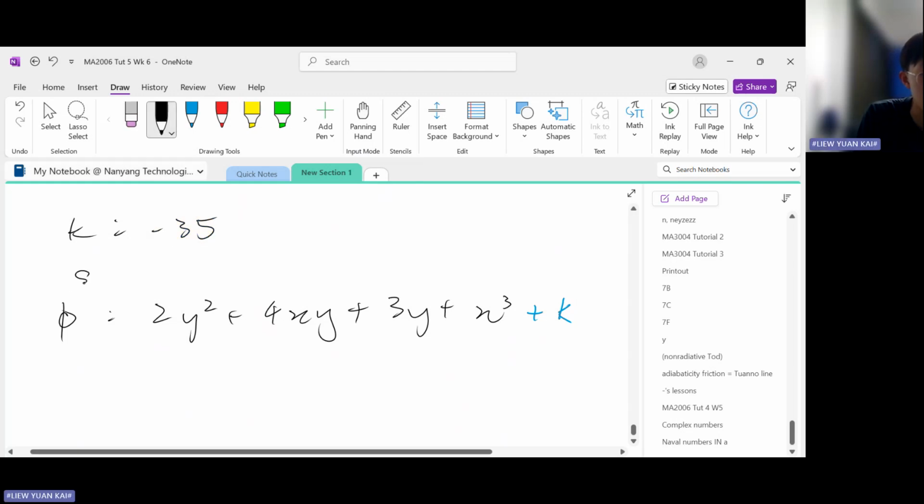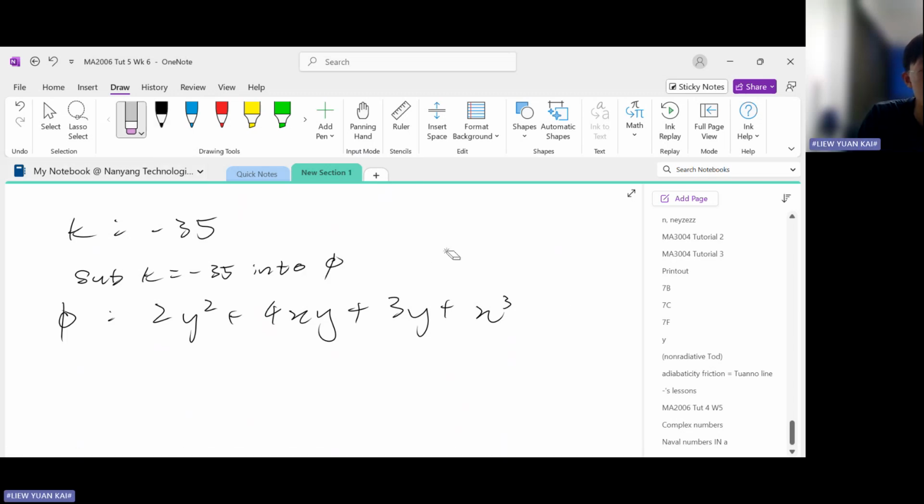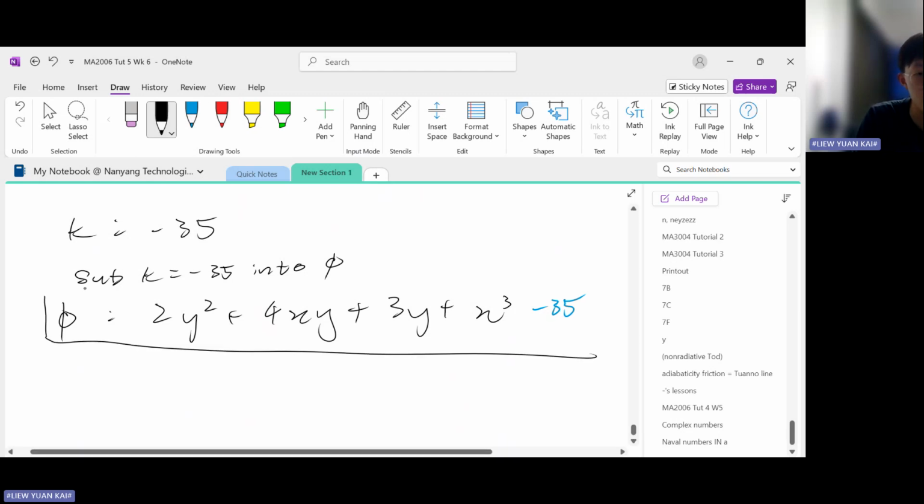so let me just write down the instructions here. Sub k equals to minus 35 into 5. So this will become, sorry, minus 35. Ta-da! And then this is your solution. This is your solution. So phi equals to this function.